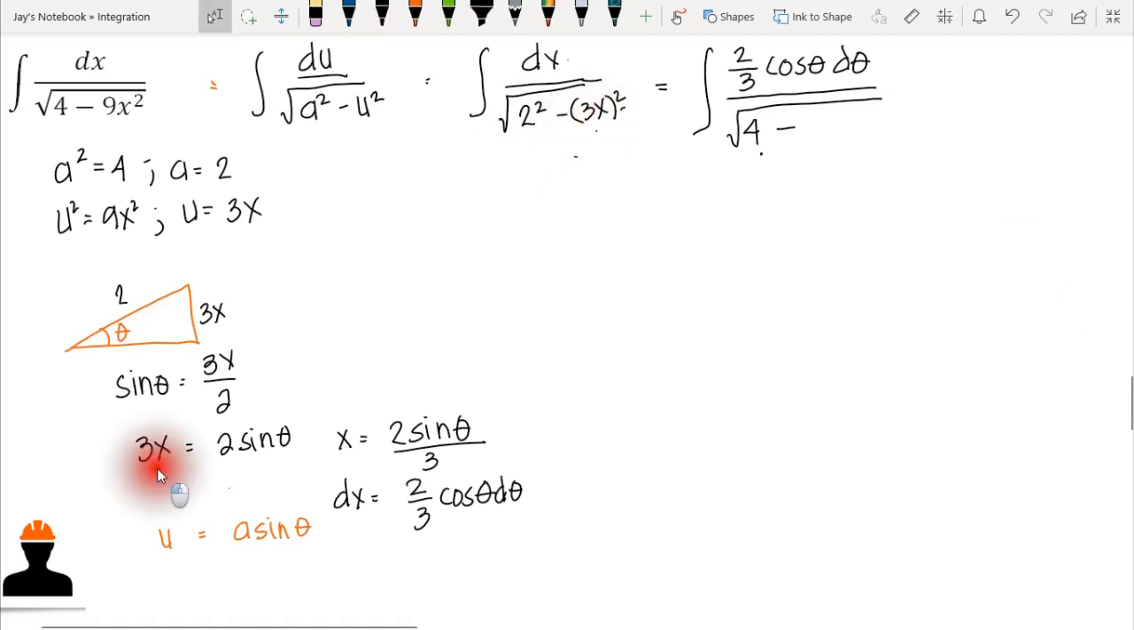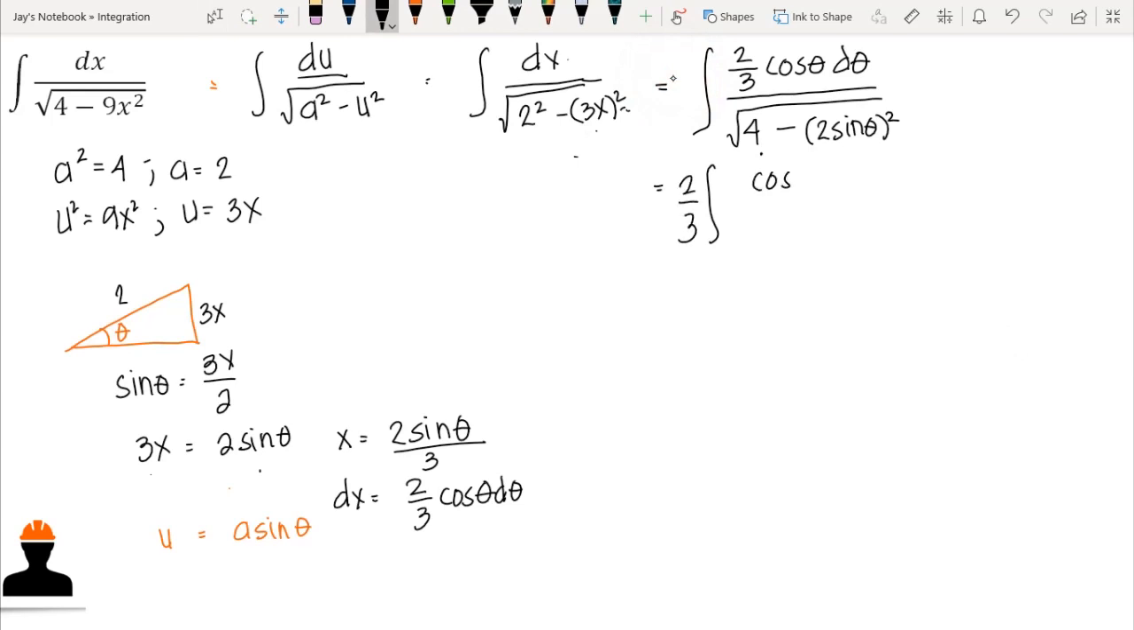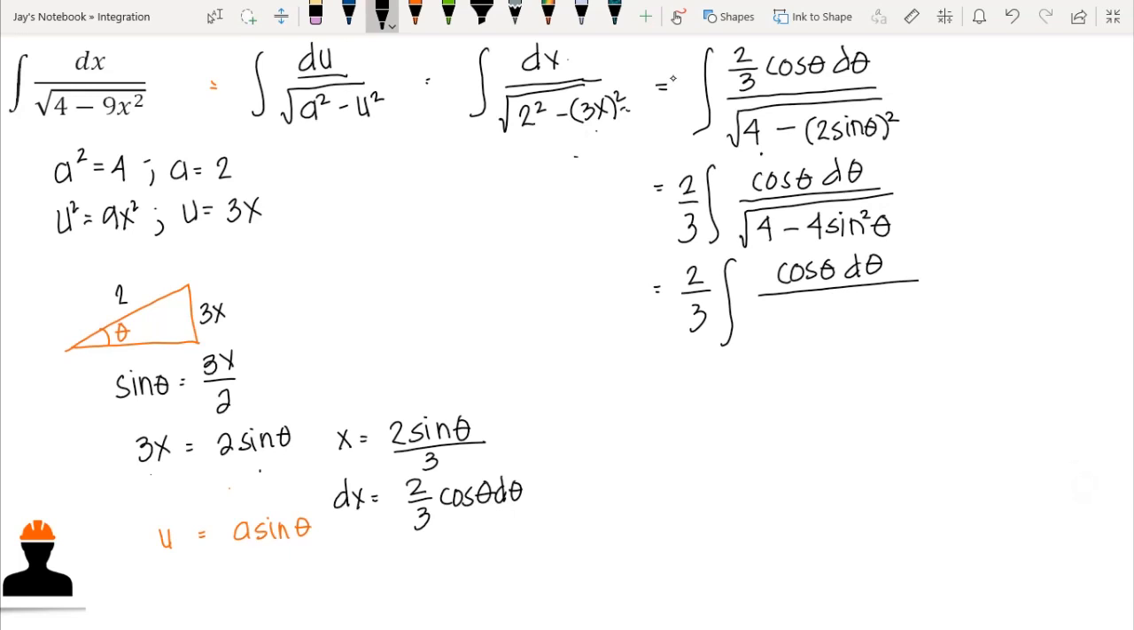our 3x, which is equal to 2 sine theta. However, it is being raised to 2, so it is (2 sine theta) squared. Now 2/3 is a constant, so we can take 2/3 outside of the integration. The remaining in the numerator is cosine of theta d theta over the square root of 4 minus 4 sine squared theta. Inside the radical, we can factor out 4, that is 4 times (1 minus sine squared theta).